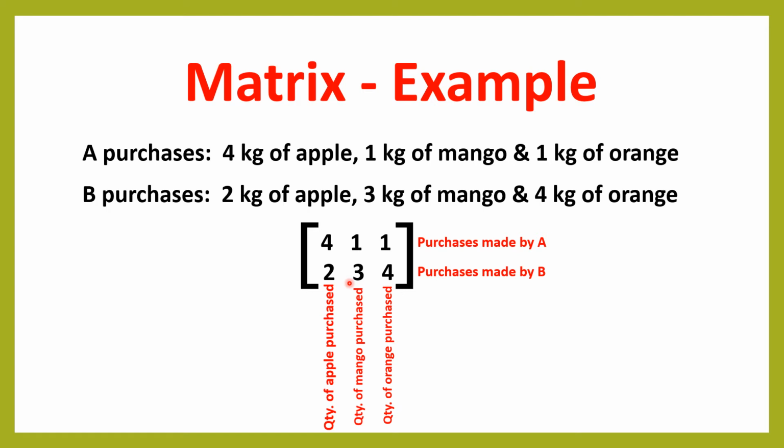That is why we call the matrix a rectangular presentation of numbers arranged systematically in rows and columns. The order has got its own importance. That is why it is systematically arranged in rows and columns. And it is interrelated. There is a relationship because the first row is the purchases made by A and the first column is the quantity of apple purchased. This is how we prepare a matrix.